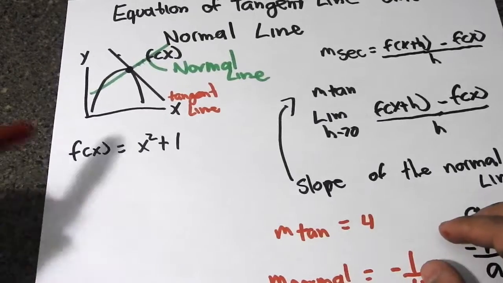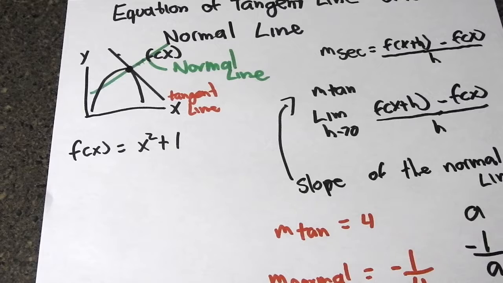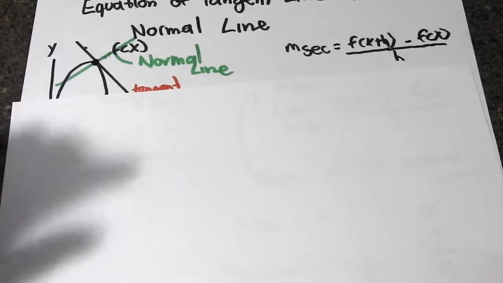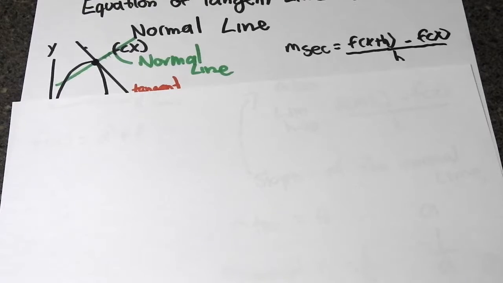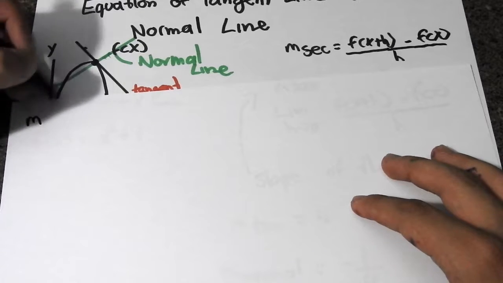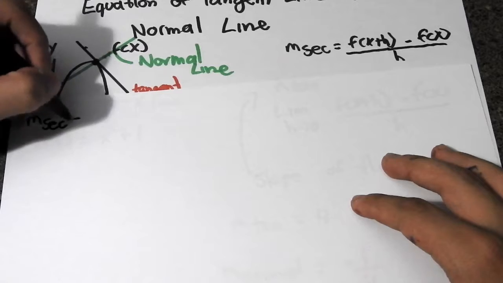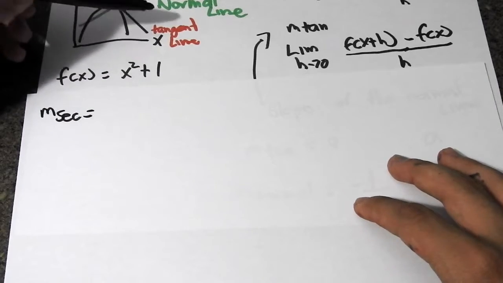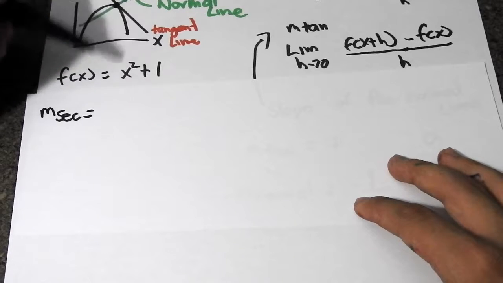So we have here this first example, x squared plus 1. We're gonna evaluate the slope of the secant line, the slope of the tangent line, and the equation of tangent and normal line. So let's start by taking the slope of the secant line.